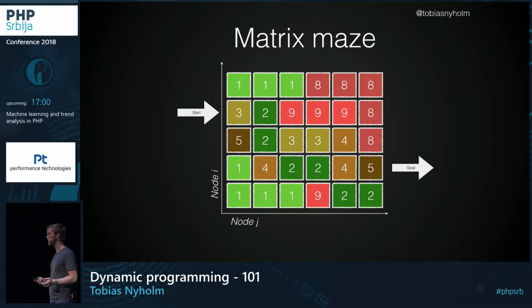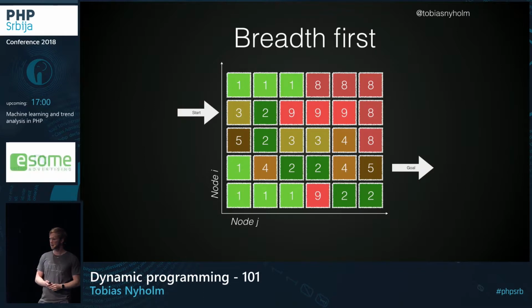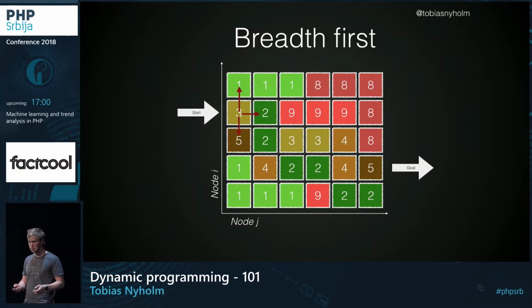So let's do the very same thing again. Let's do a breadth-first search here. So what I'm doing is I'm going by the start node, and then I'm looking for all my neighbors. Then I go for the next neighbors, looking for all its neighbors.